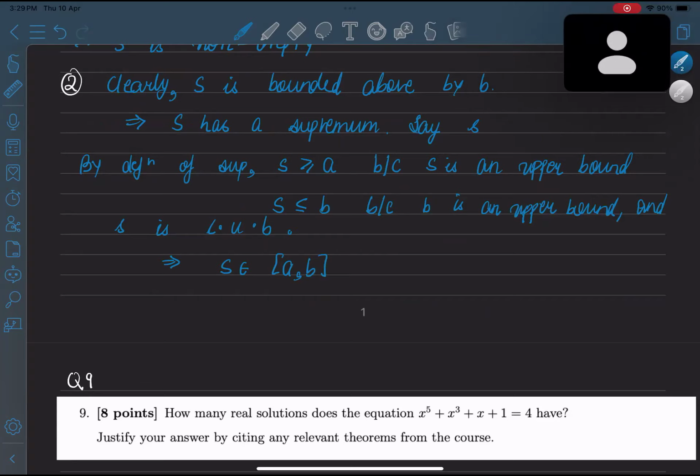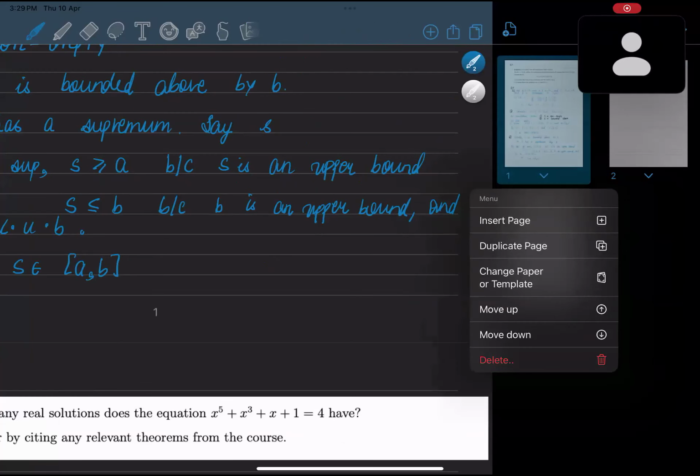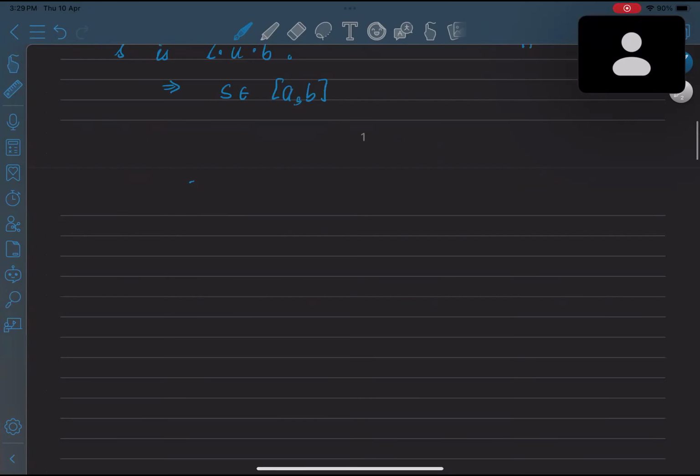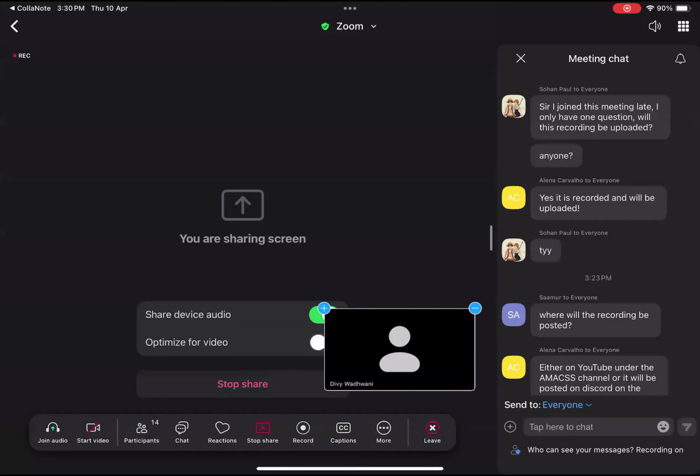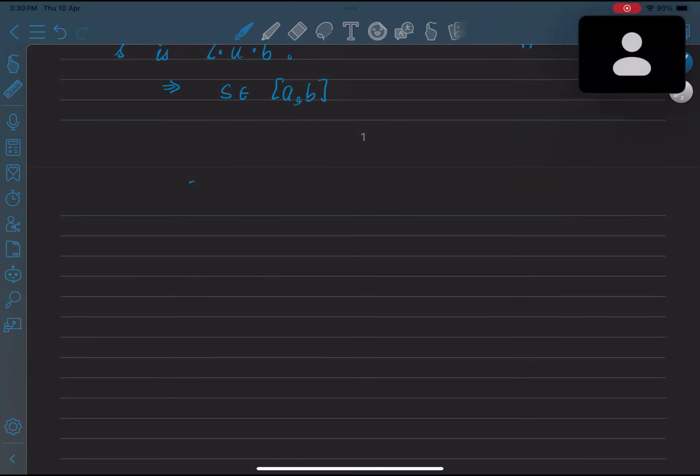All right, so I need more space here. Let's insert a page and we're good. Okay, perfect. So now we've shown part B, and oops, that should not have happened. Hope you guys can see the screen again.